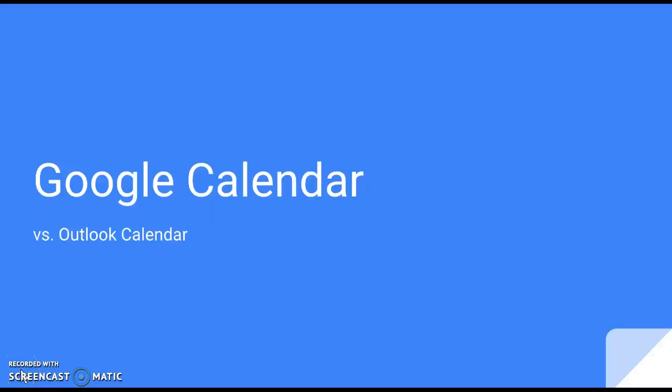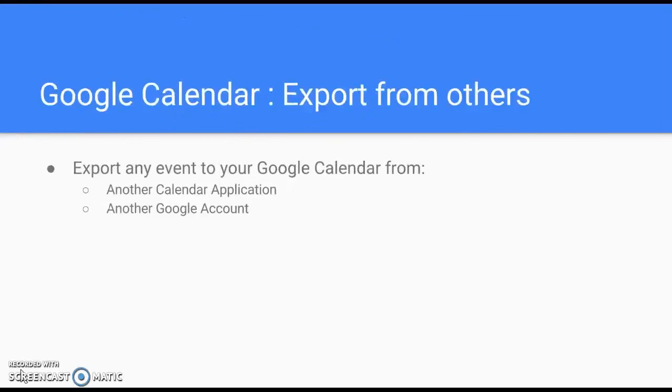Today we're going to be talking about Google Calendar and its features compared to Outlook Calendar. Google Calendar allows you to export from another calendar application or another Google account. So they've made it very easy and simple if your institute or facility has changed systems or providers that you need to export from one to the other. Outlook as well has those same availabilities.